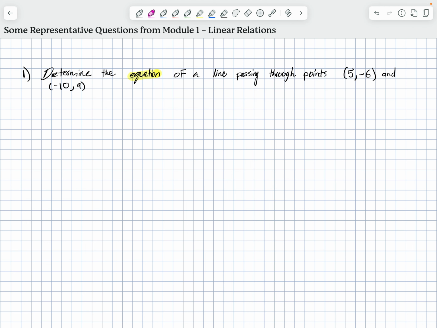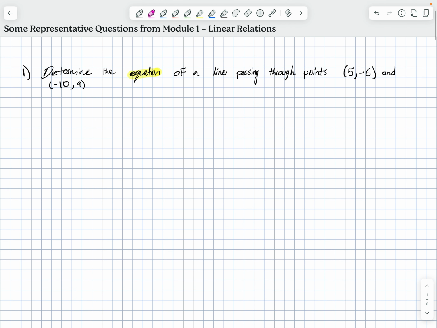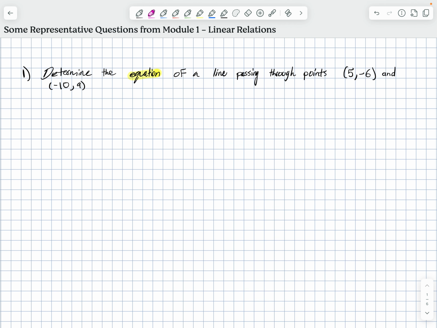This time we're looking at some representative questions for studying for Module 1, which is a module on linear relations. So here I have 5 representative questions, and we will go through them each with a full detailed walkthrough. This first one is an example of analytic geometry number 1, which is AG1. We can say it's about equations of lines.